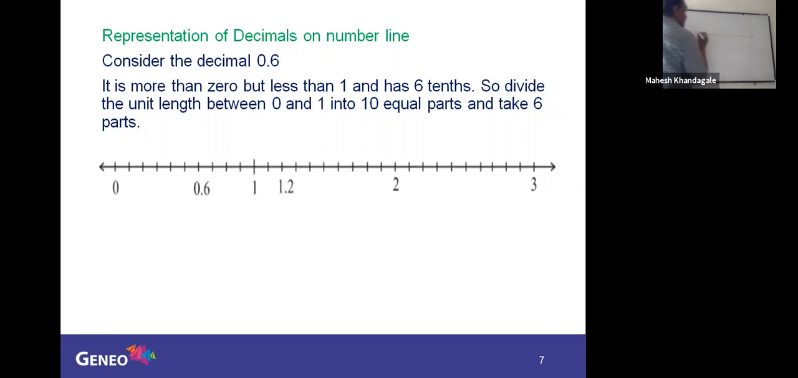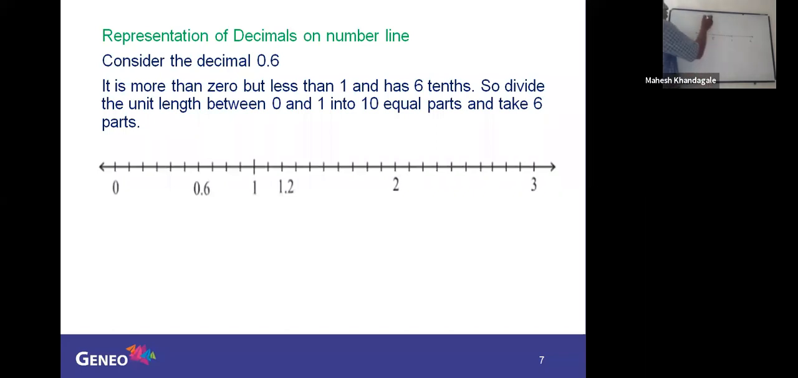This is the number line. This is, let us say, 0. This is 1, 2, and so on. Right? Now divide the length between 0 to 1 into 10 equal parts. So 1, 2, 3, 4, 5, 6, 7, 8, 9, 10. So each part will show 1/10, correct?